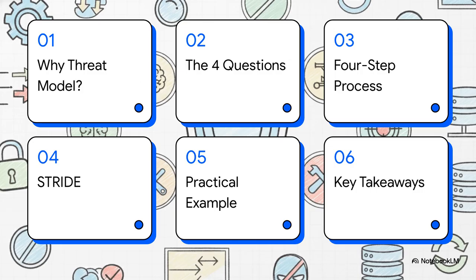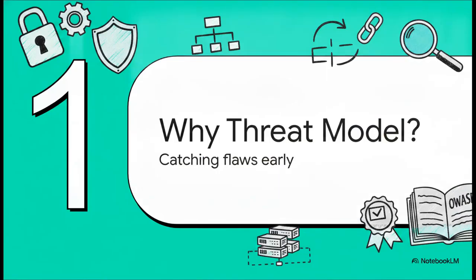Okay, here is our roadmap for today. First, why threat model, then the 4 questions, followed by the 4-step process, STRIDE, a practical example, and finally, some key takeaways. Let's kick things off with section 1, why threat model, catching design flaws early.